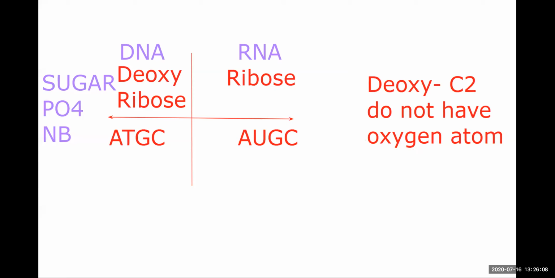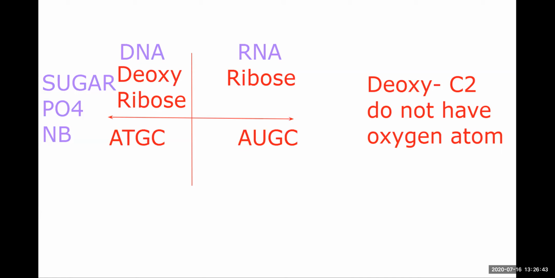So let's go to the internet. Look here at deoxyribose. Focus on this one. On the second carbon atom, only hydrogen is there. So this is deoxyribose. The second carbon atom in ribose has OH.